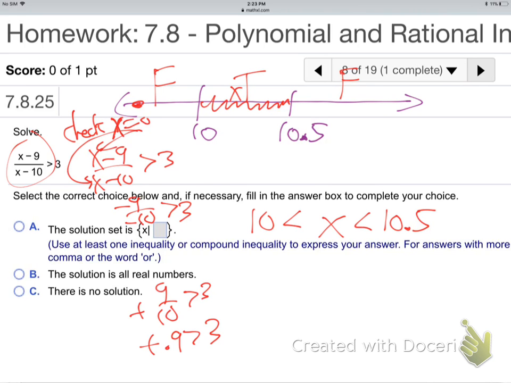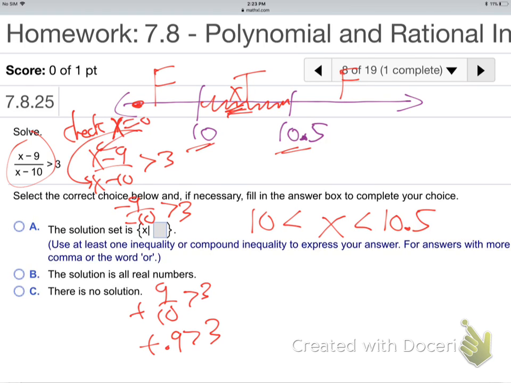Is that making sense? Because that's the small, medium, large thing. That's what it means to be in the middle. The small is smaller than the medium is smaller than the large. Are we getting the hang of that? That okay? 10 is less than x, which is less than 10.5. Yeah, 10 is left of x, and x is left of 10.5.